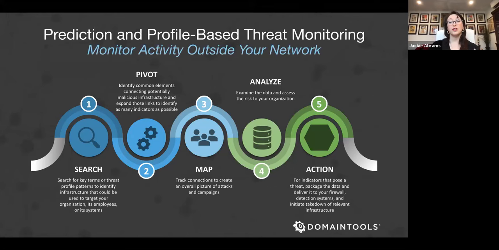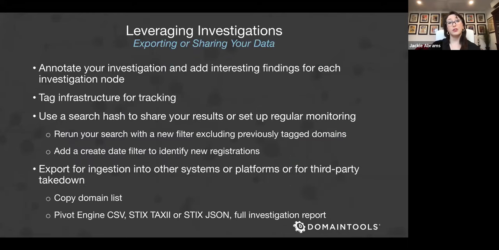In making sure that you deliver these indicators that pose a threat, you can think of your audience. You can annotate your investigation to add interesting findings for each investigation node and share your investigation completely with other members of the team. You can tag infrastructure for tracking, and you can also use a search hash, not just to share your results, but also to set up regular monitoring. You can rerun that search hash with a new filter to exclude previously tagged domains so you only see what's new, or you can add a create date filter to identify new registrations that fit the pattern.